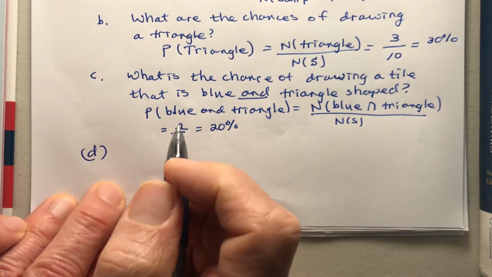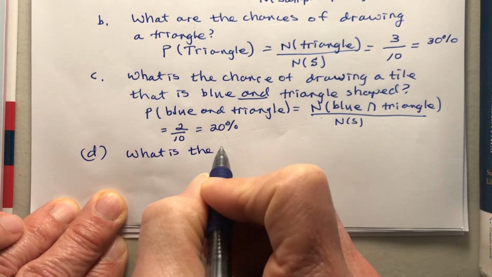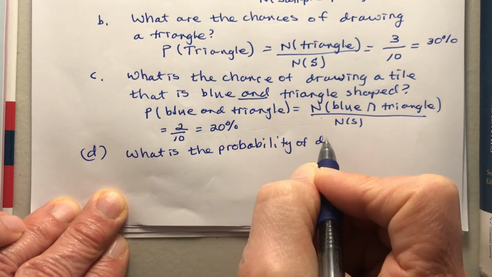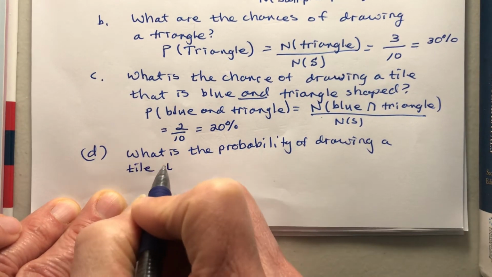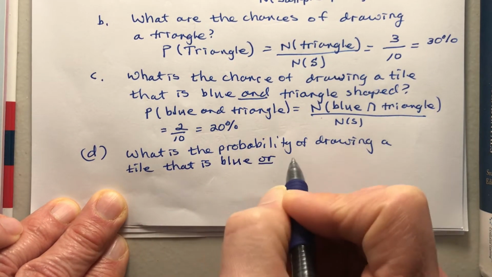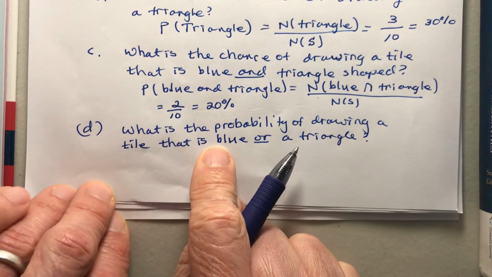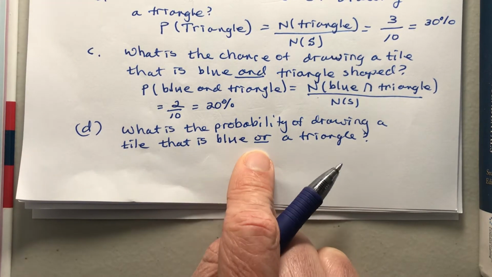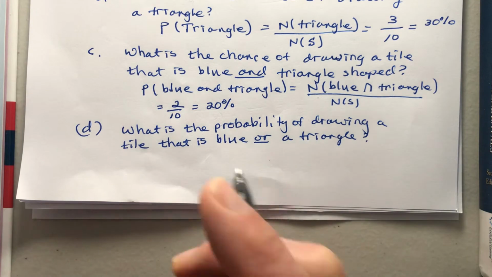D. What is the probability of drawing a tile that is blue or a triangle? So this means that you could get a blue that's a square, or you can get a blue that's a triangle. But you could also get a triangle that's red or a triangle that's blue. But anyway, so let's look at this.